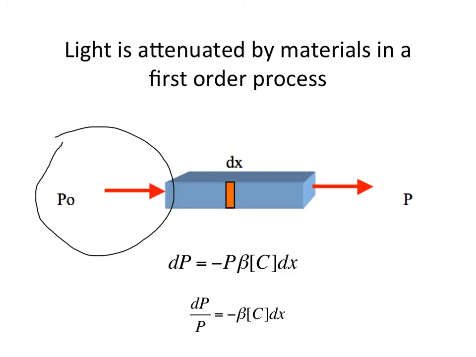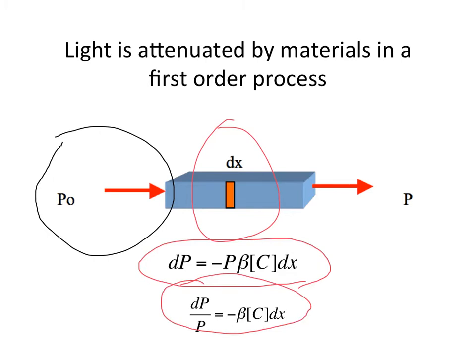a small interval dx. The change in photon flux dP is going to be equal to negative P, or negative of the incident flux, beta, which is the molar absorptivity of the solution, c, which is the concentration of the solution, and dx, which is the small interval over which the light is being absorbed. We can reorganize this equation into a standard first-order relationship. So dP over P is equal to negative beta c times dx.